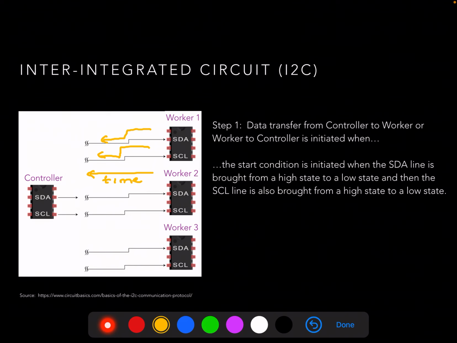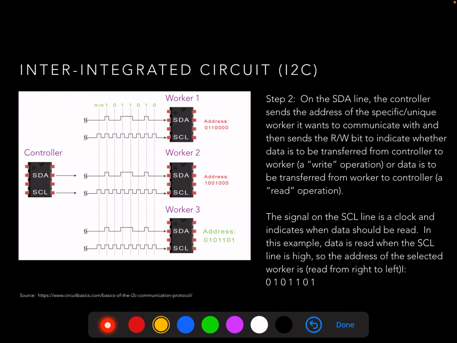After we've indicated that the start condition has happened, the next thing that's going to happen is that SCL is going to take over the role of clock in the system. And we see that in the next slide here. Time still going from right to left. The next thing that happens is on the SDA line, we're now going to send from the controller to all the workers an address. And that address is going to correspond only to one of those workers.